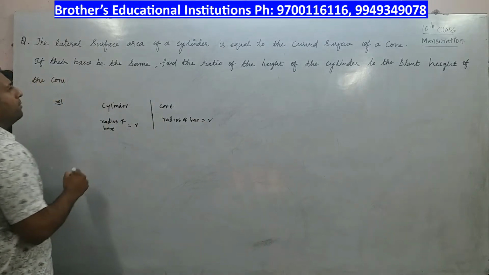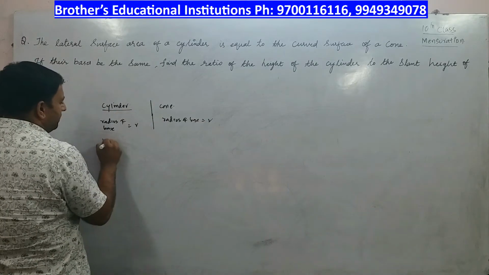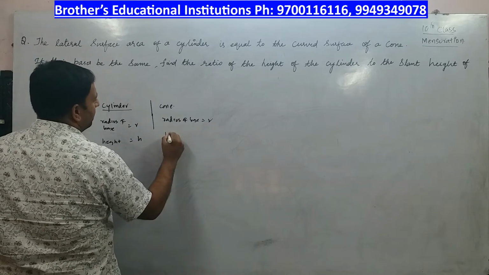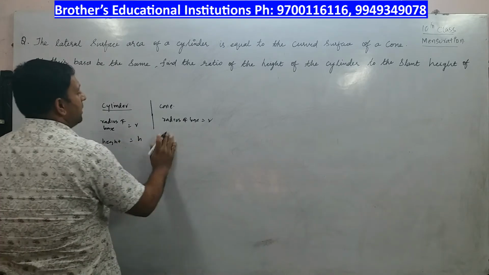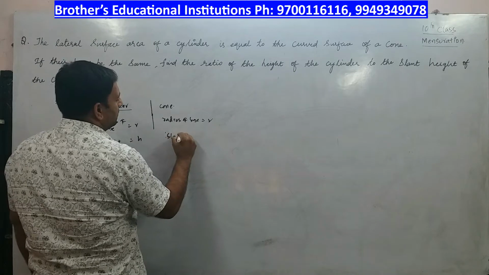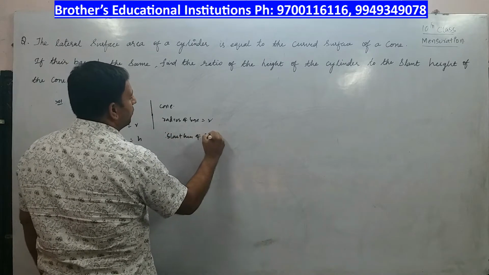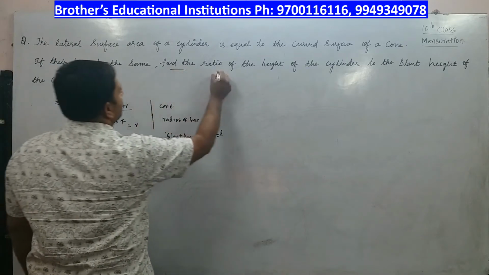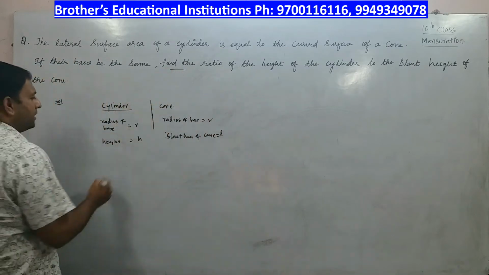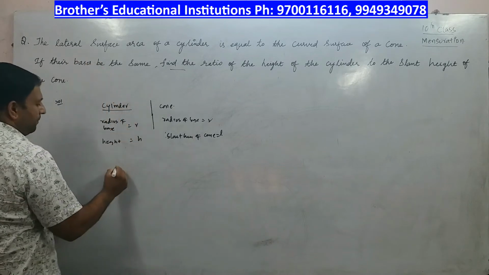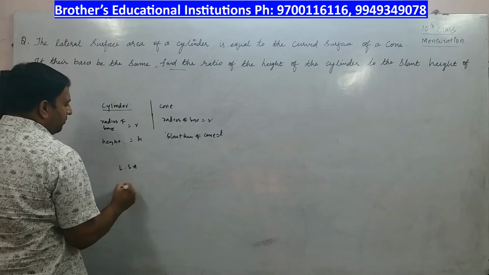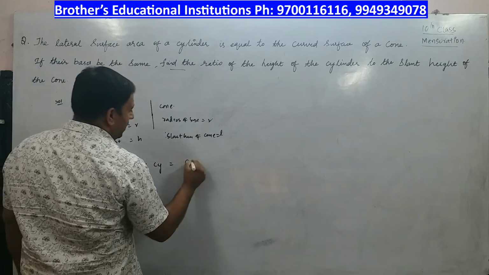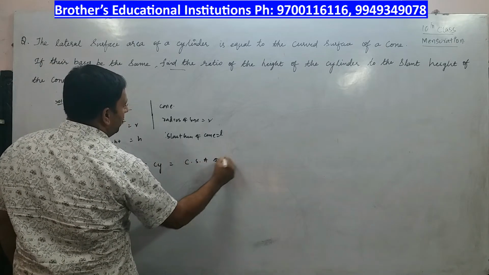Now what is the other dimension we have for the cylinder? You have height. Height of the cylinder is equal to h, and slant height of the cone is equal to L. Now what is the question asked? Find the ratio of the height of the cylinder to the slant height. What is given to you? The lateral surface area of the cylinder is equal to the curved surface area of the cone.